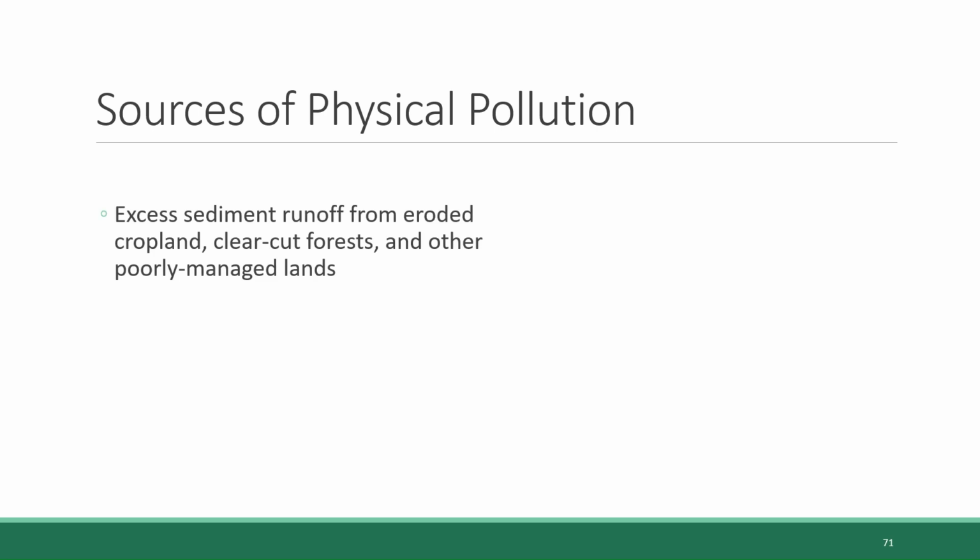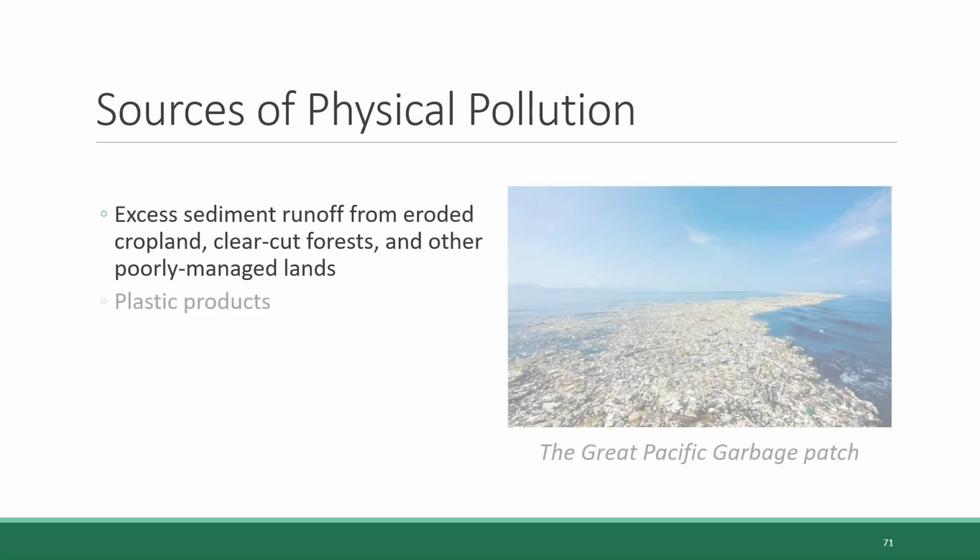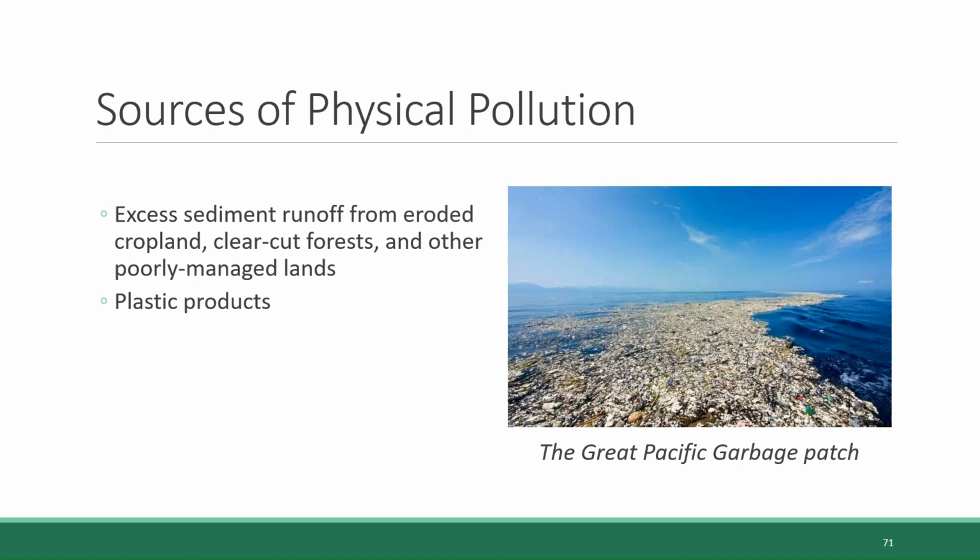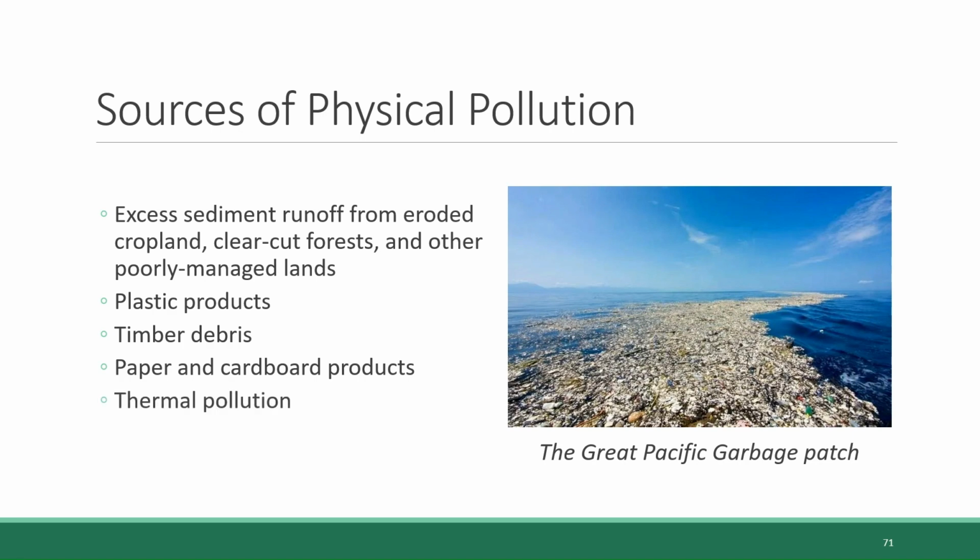Other sources of physical pollution include plastic products that end up in surface water. This photo you can see is of the Great Pacific Garbage Patch, a collection of floating plastic trash in the Pacific Ocean that covers 1.6 million square kilometers. Because plastic degrades so slowly, research on the patch has shown that a portion of the items are over 50 years old. Other sources of physical pollution are timber debris, and cardboard products, and thermal pollution. Thermal pollution is different from these other types. It's included here because heat and temperature are a physical phenomenon.